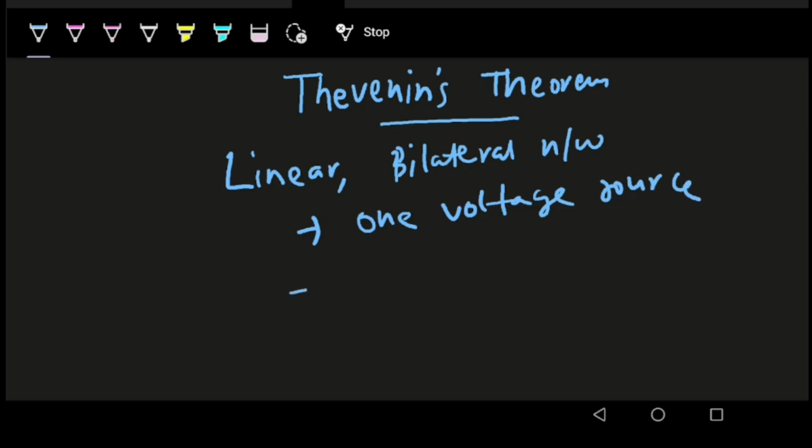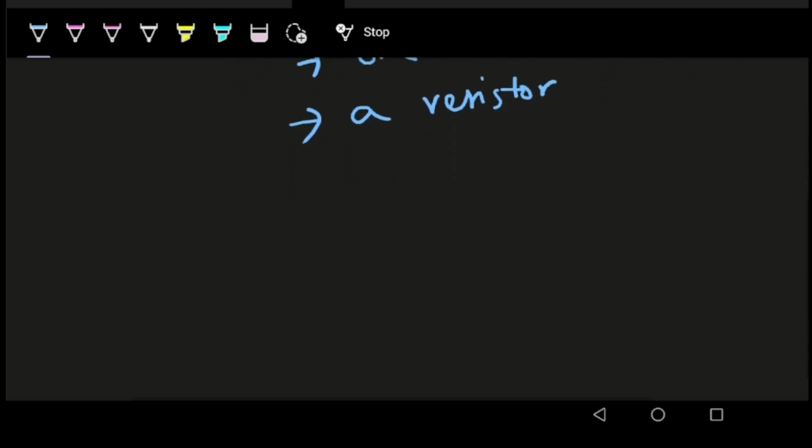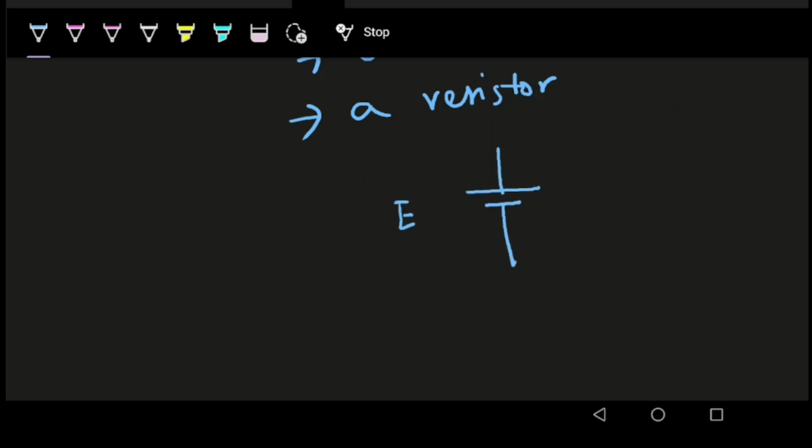in series with a resistor. So graphically, if we want to say this, a single voltage source in series with a resistor. It is a two-terminal network. Let it be A and B.